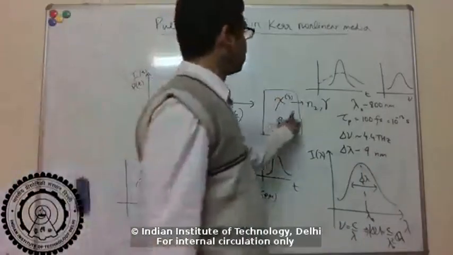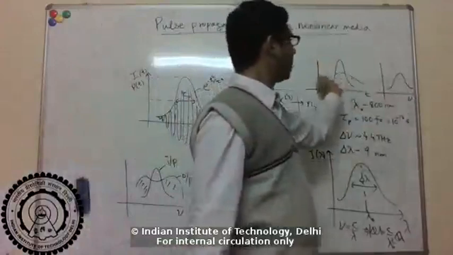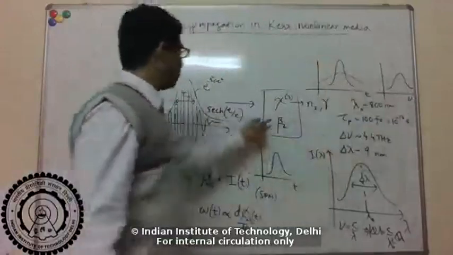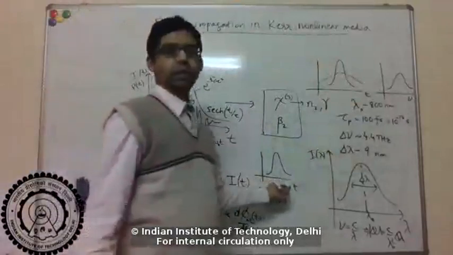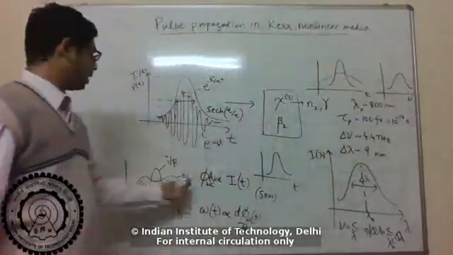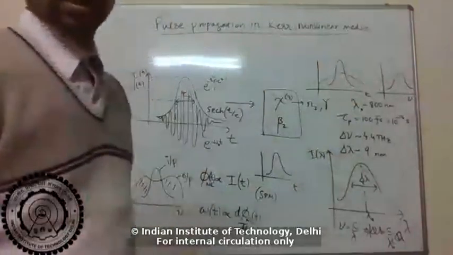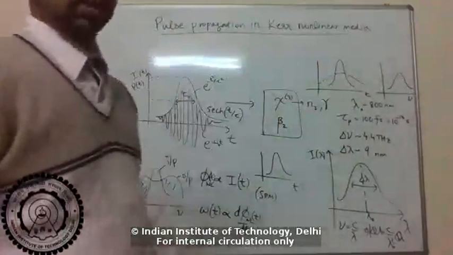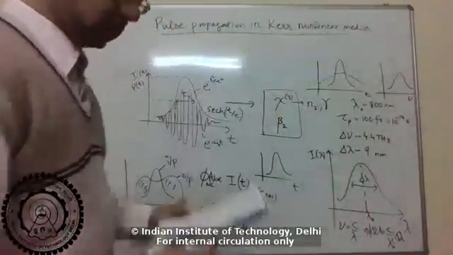So dispersion doesn't change the spectrum, but introduces broadening in the time domain, whereas the Kerr nonlinearity doesn't do anything in the time domain, but introduces broadening in the frequency domain, right? So I hope qualitatively that's clear. Of course, we'll go through the math and see quantitatively how these things happen.